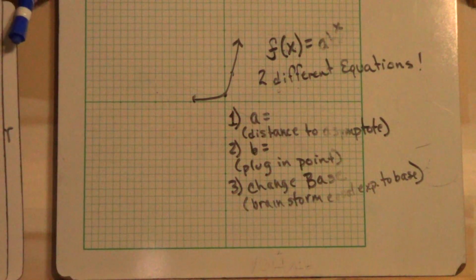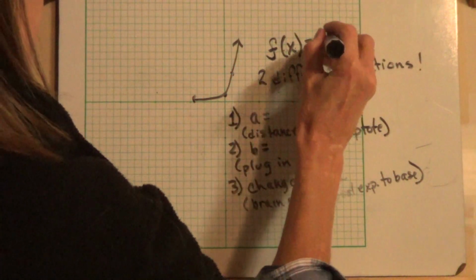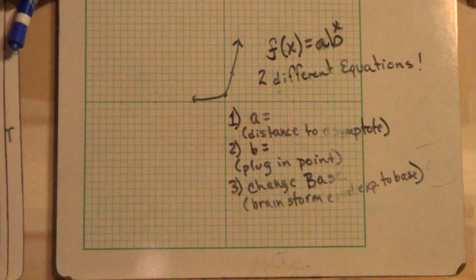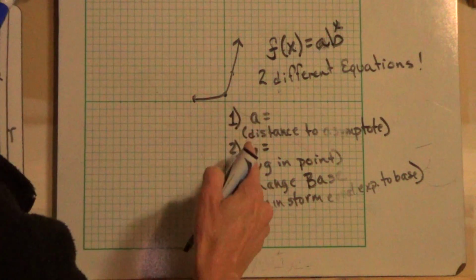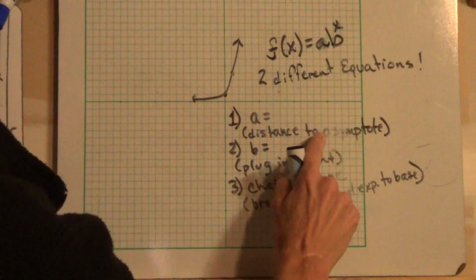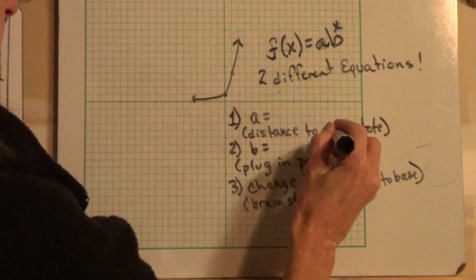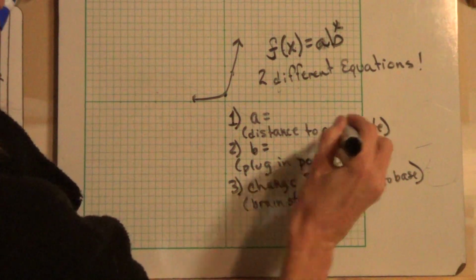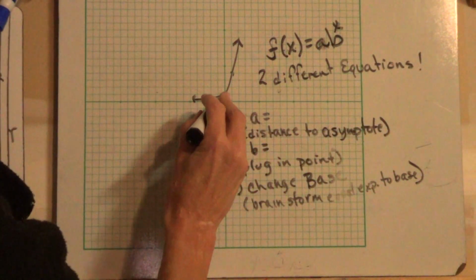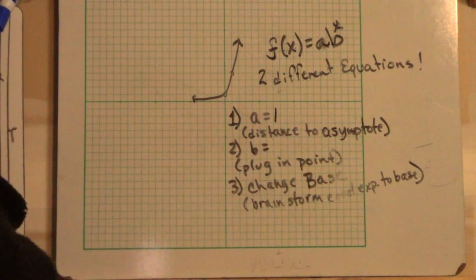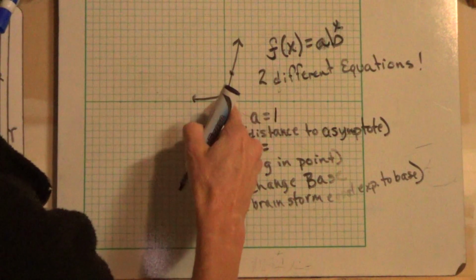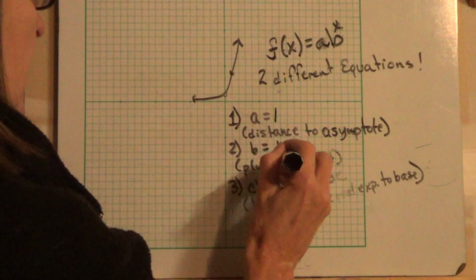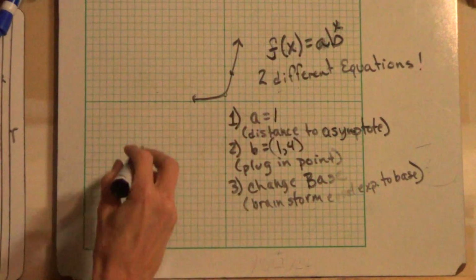Okay, so here's one more thing that I have you do in this little unit, is find two different equations for the graph. So just like we've learned in the previous two units, to find the A, it's the distance to the asymptote from your y-intercept, which equals 1. Okay? Your B, we plug in the point. We've got a point here of 1, 4. So we plug it into the equation.